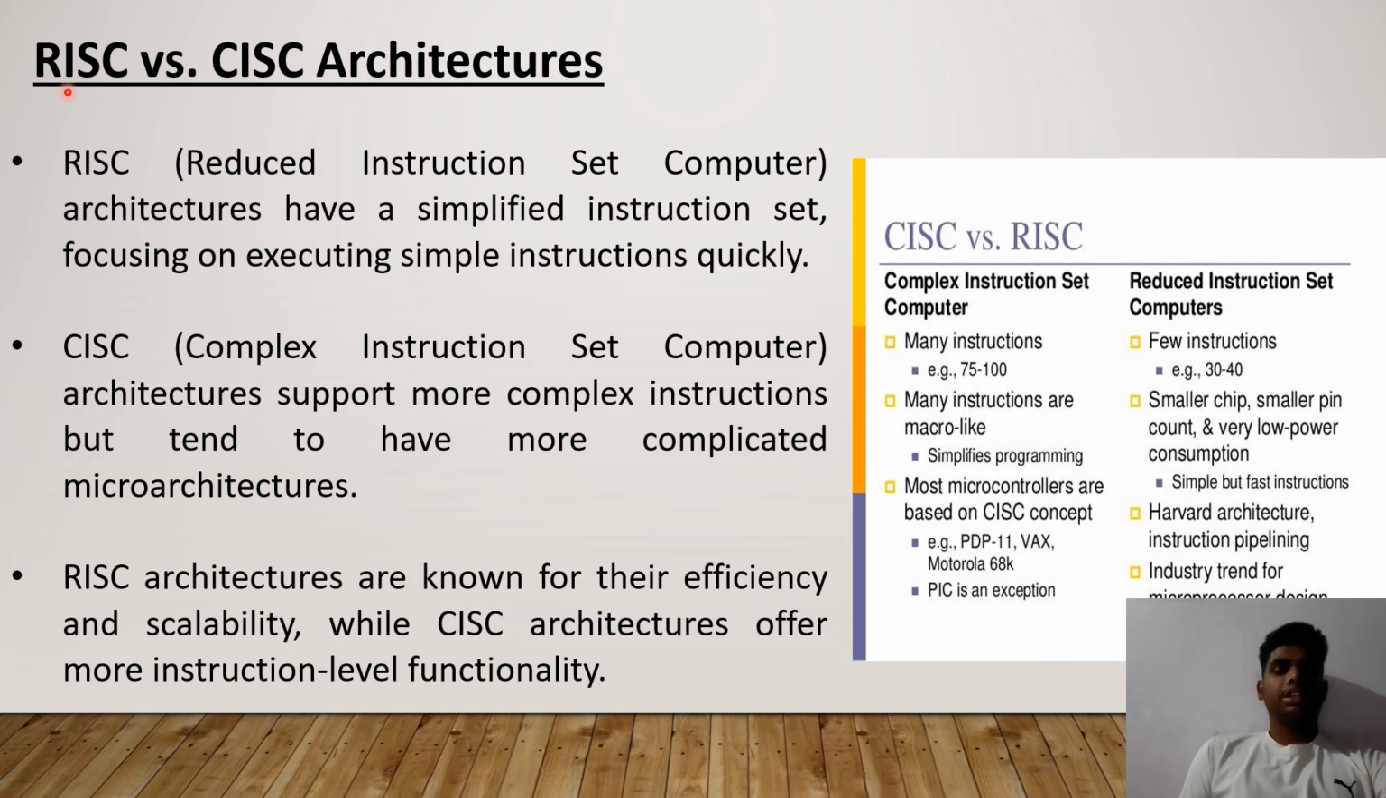RISC versus CISC architecture. RISC, reduced instruction set computer, architectures have a simplified instruction set focusing on executing simple instructions quickly. CISC, complex instruction set computer, architectures support more complex instructions but tend to have more complicated microarchitectures. RISC architectures are known for their efficiency and scalability, while CISC architectures offer more instruction level functionality.